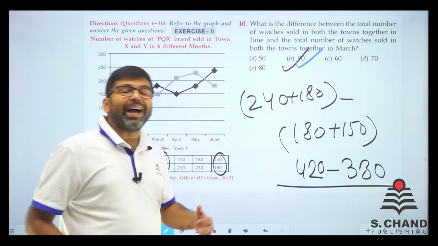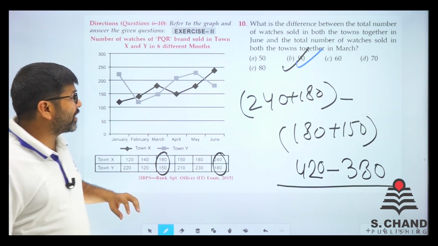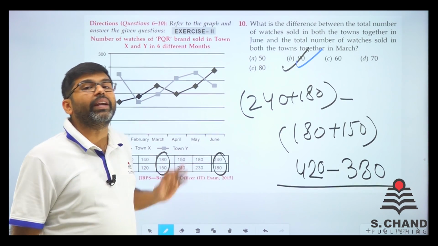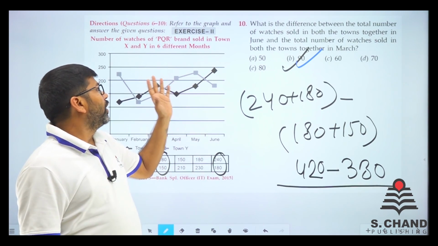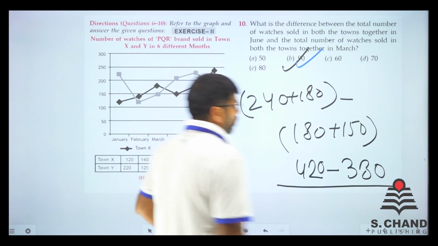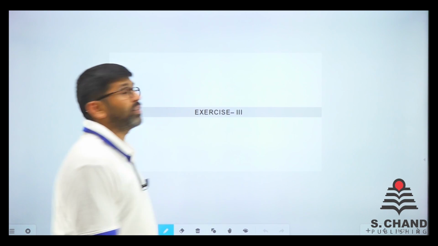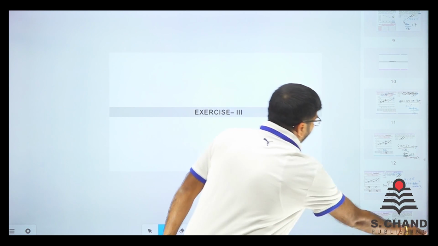So in this manner you need to know. See, whatever the data is, you just have to interpret the data only. Read the question, understand the question, do the question. Nothing else you need to do. We move to the next DI, that is for exercise 3rd. And exercise 3rd, we have some very good DI from exercise 3rd.